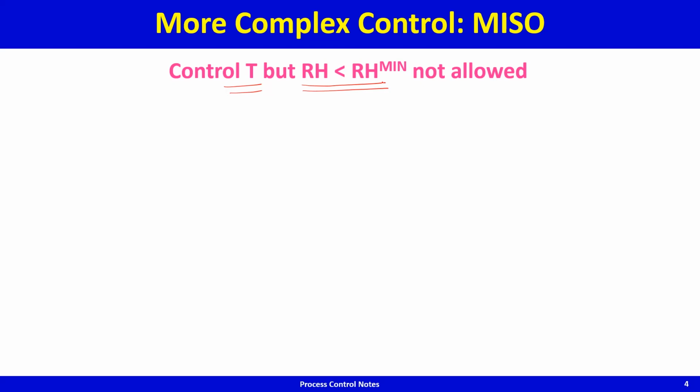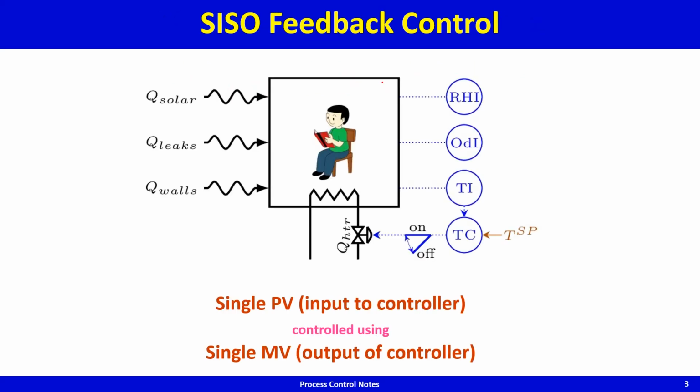So to clarify the point, here we have the temperature controller adjusting the manipulated variable Q heater to hold the temperature. But in case the relative humidity goes down, the controller will adjust heater duty to hold relative humidity, and the temperature will float at a lower than set point value. So this is what we are saying.